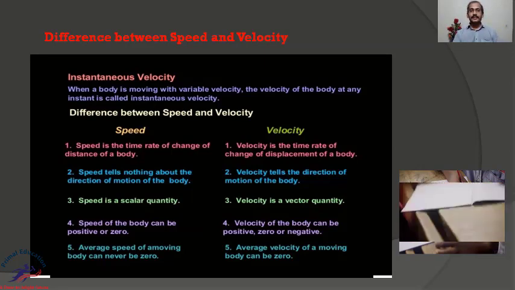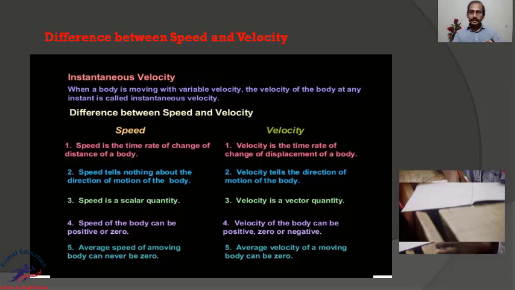Speed: the actual path traveled by an object in unit time. Speed is equal to distance by time. Velocity: displacement by time, the minimum distance traveled by an object in unit time. Speed is a scalar quantity because distance is a scalar quantity. Velocity is a vector quantity because displacement is a vector quantity.